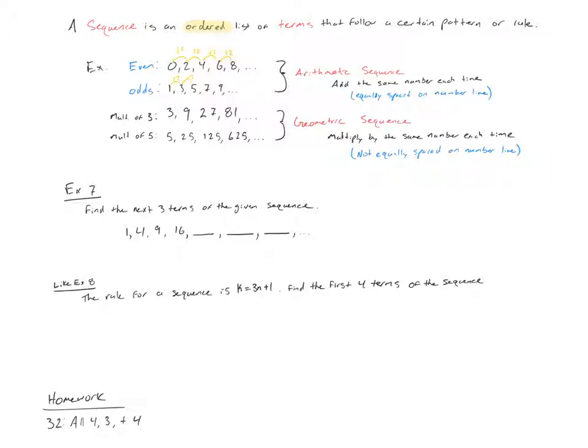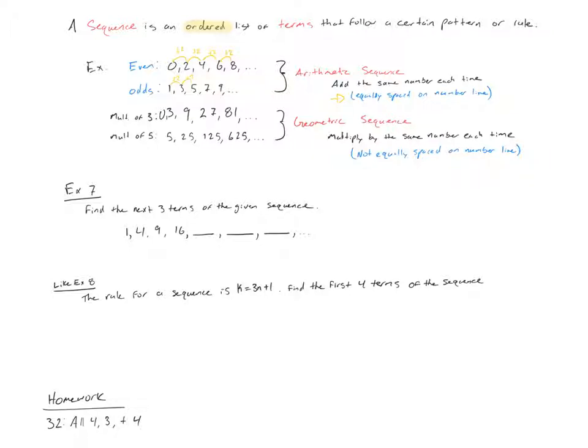But notice that those are equally spaced on a number line. If we were to color these in on a number line, all of them would be evenly spaced apart. Now look at a couple others. If I look at multiples of 3, maybe I should have started at 0. So there's 0, then there's 3, and 3 times 3 is 9. 9 times 3 is 27.